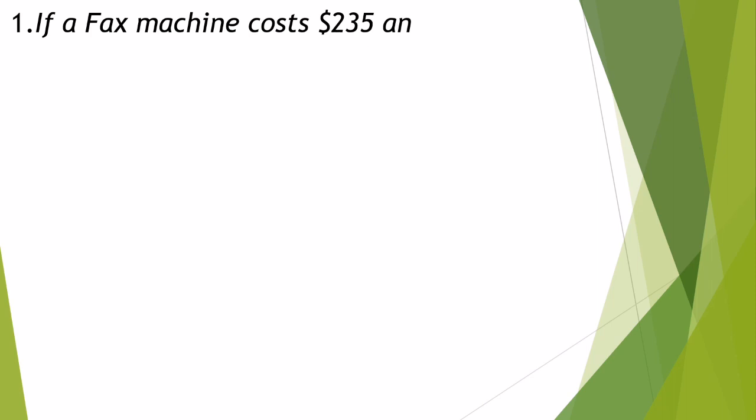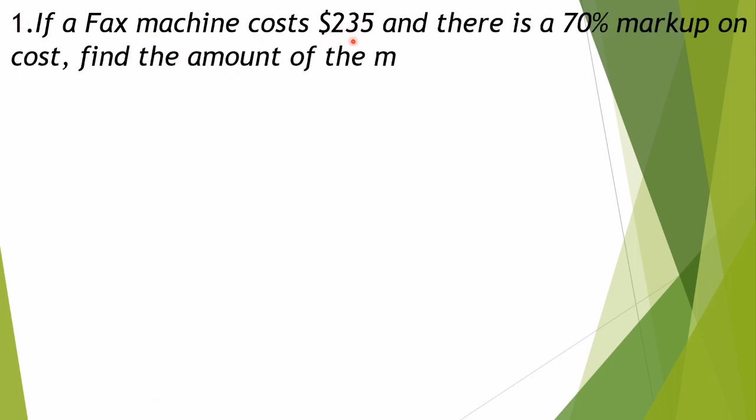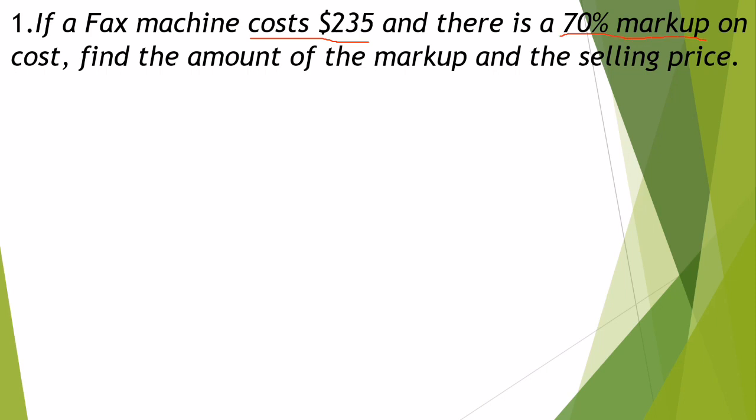Number one, if a fax machine costs $235 and there is a 70% markup on cost, find the amount of the markup and the selling price. First, we need to find the given. So we have here cost price, which is $235, and markup percentage, which is 70%.